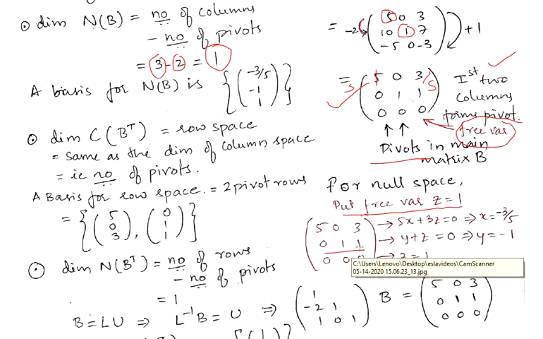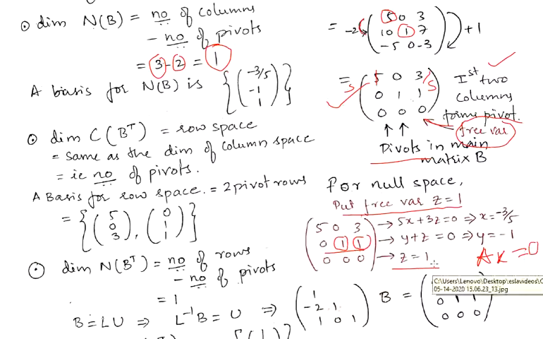We are always dealing with the Ax is equal to 0 form when we are talking about the null subspace. So we will equate this value to 0. So 0 into x plus 1 into y plus 1 into z. The z value we know is 1. So y will be equal to minus 1, when it is equated to 0.